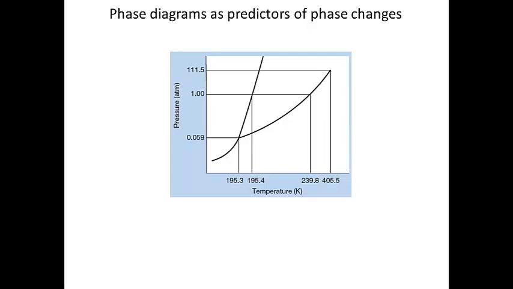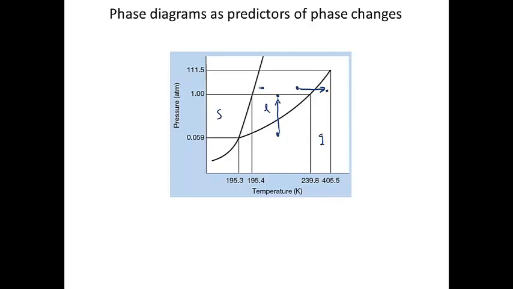Finally, the last part of this is talking about phase diagrams as predictors of phase changes. If I'm at this point here and I increase the pressure, remember, you'll always have solid, liquid, gas. If you increase the pressure to here, you'll go from gas to liquid. So that will liquefy. That will be condensation. If, on the other hand, you're here and you increase the temperature to here, that will be vaporization because you're going from the liquid to the gas.